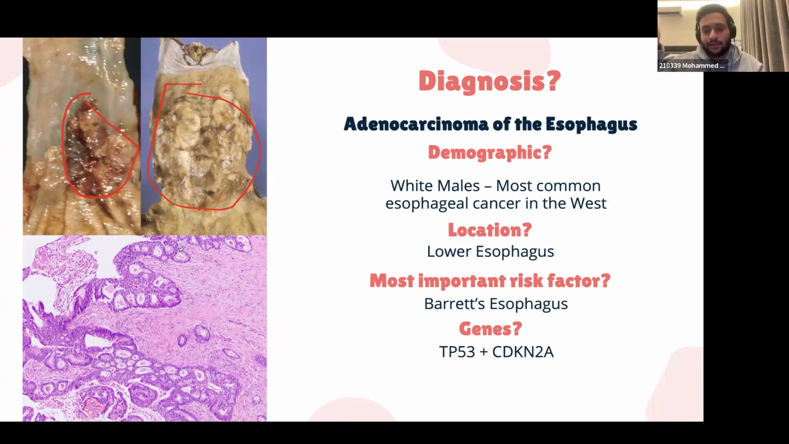TP53 and CDK, or cyclin-dependent kinase 2A. These are the two genes that are implicated in those. All that's in the slide, memorize this, guys, please, because you might get a question that's literally which of the following is true for adenocarcinoma of the esophagus. You'll get something like it's more common in the West, and that's the answer. Literally everything about this, memorize.